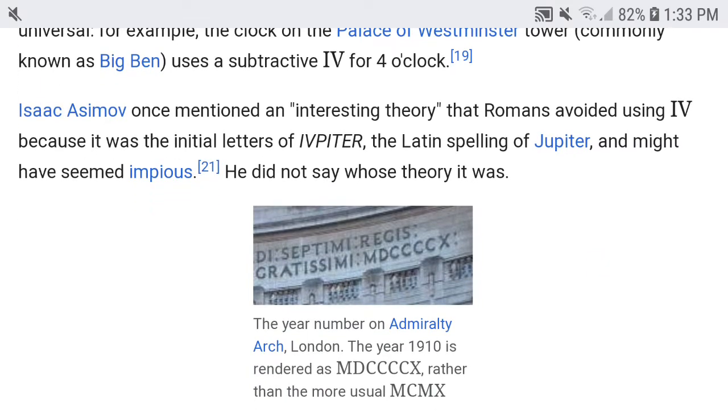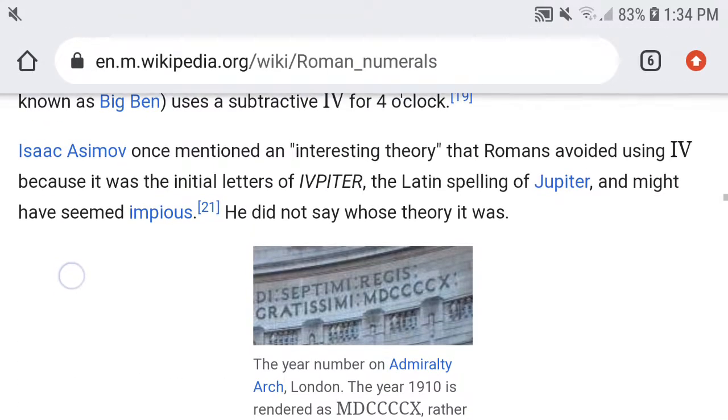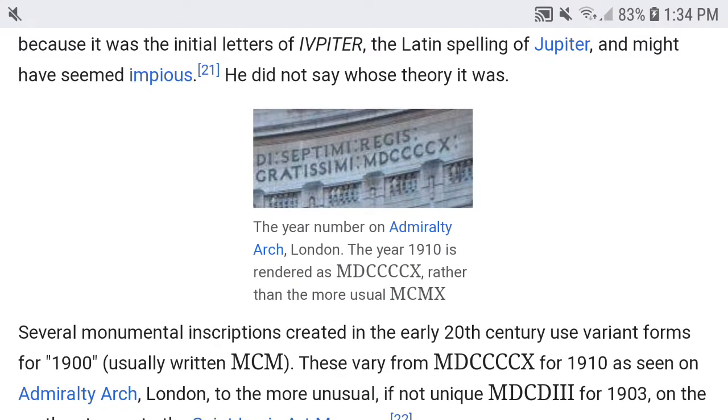Isaac Asimov once mentioned an interesting theory that Romans avoided using IV because it was the initial letters of Jove, IVPPITER, the Latin spelling of Jupiter, and might have seemed impious. Okay, you don't say whose theory it was. So it's just an interesting theory, and he didn't know who said it, right? So he might as well have said it himself. The year number on Admiralty Arch, London: the year 1910 is rendered as MDCCCCX.